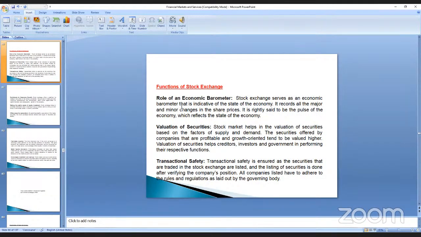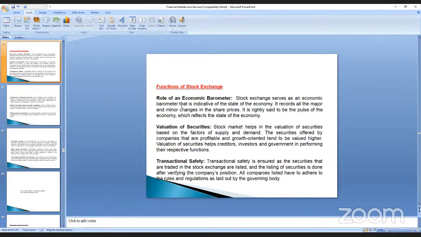Then valuation of securities. It is always based on demand and supply. A company whose securities are profitable and growth oriented tends to be valued higher. Valuation of securities also helps the creditors, investors, and the government in performing their respective functions. Is it clear?